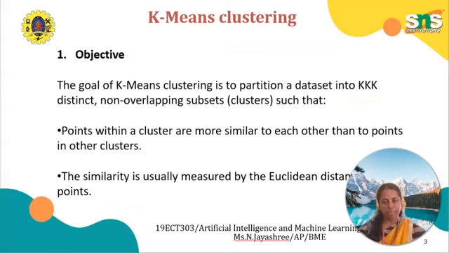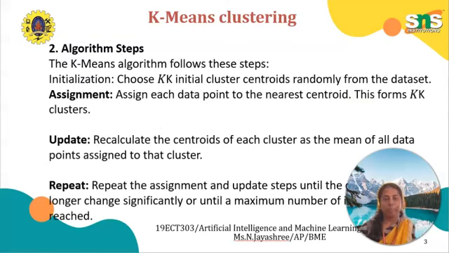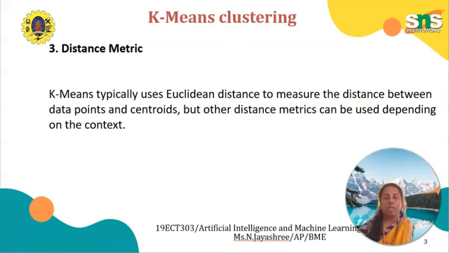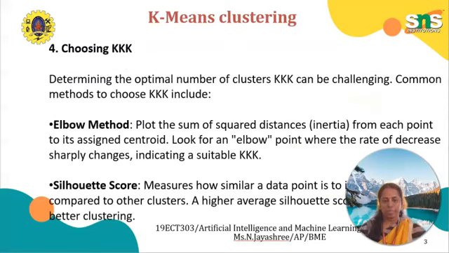Number 1 is what? Objective. It is to partition the data set into clusters of non-overlapping subsets, and points within the cluster are more similar to each other than to the points in other clusters. The similarity is usually measured by the Euclidean distance between the points. And algorithm steps: initialization, assignment, update, repeat. And the third one is what? Distance metric. And the fourth one is what?